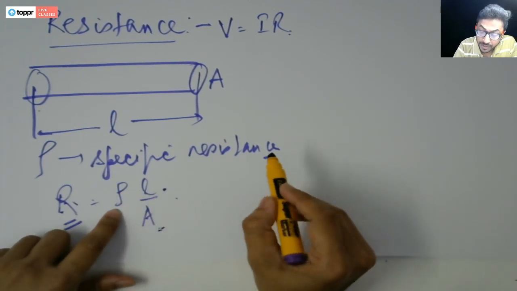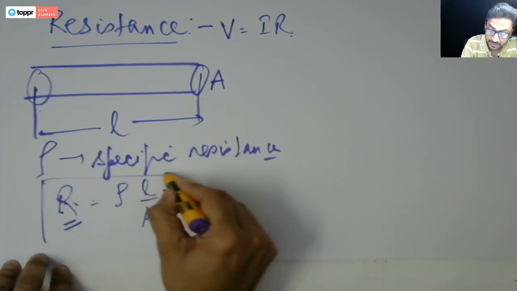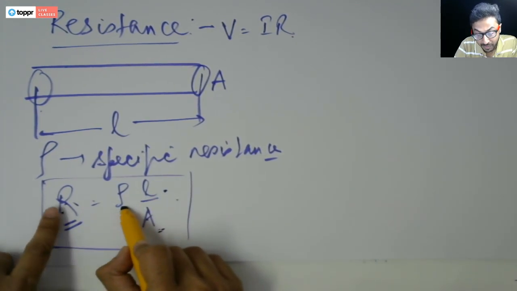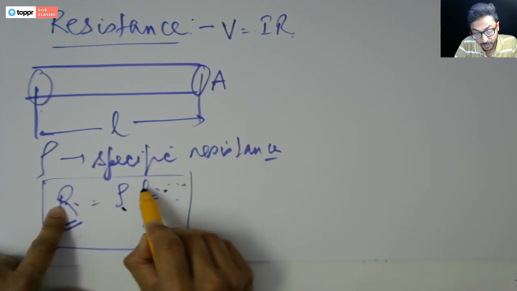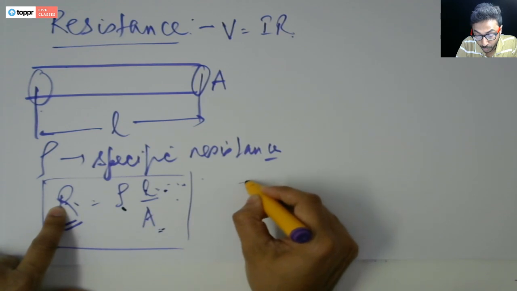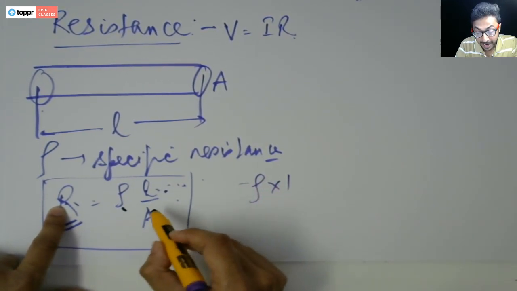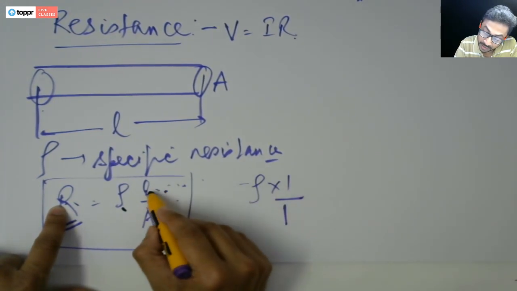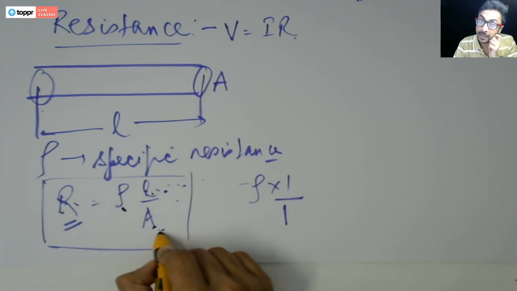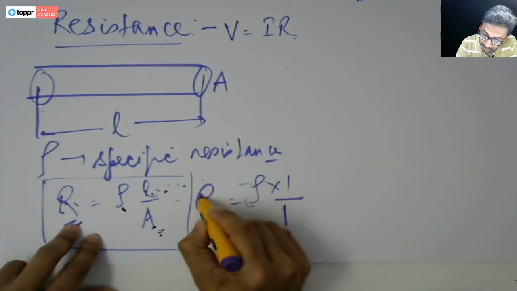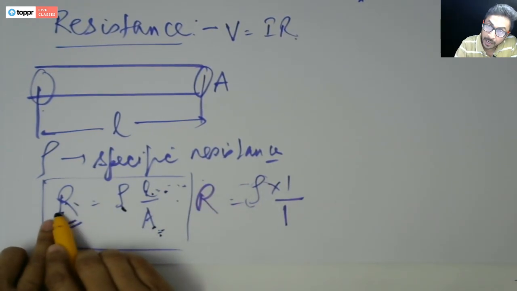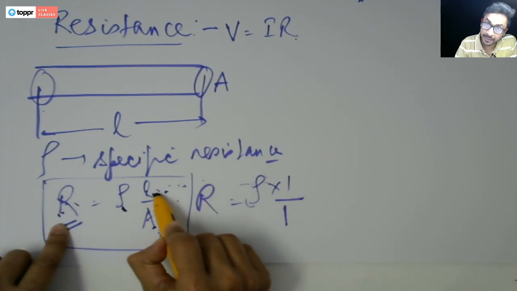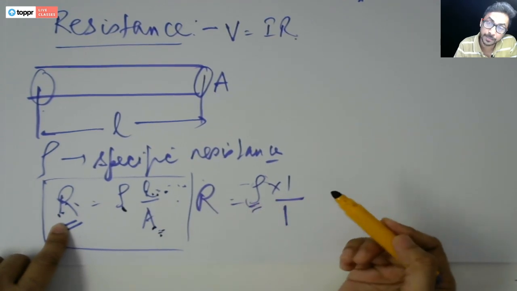And rho is called the specific resistance. From this equation, we can define specific resistance. Specific resistance can be defined as resistance per unit length, meaning we are making L equal to 1, so rho into 1 per unit cross-section area. So area also we are making 1. So this is unit length, this is unit area of cross-section. So the resistance of a conductor having unit length and unit cross-section area is nothing but the specific resistance.